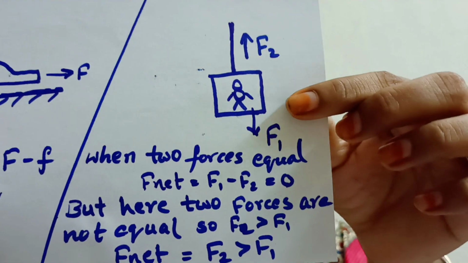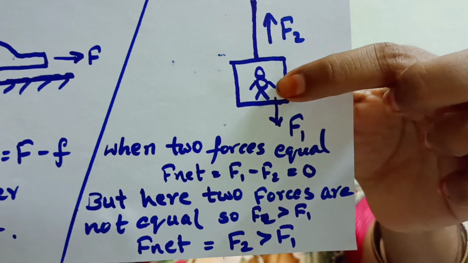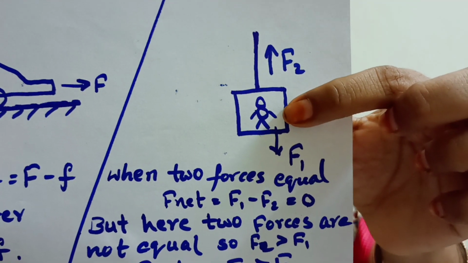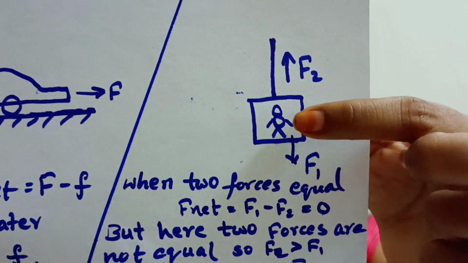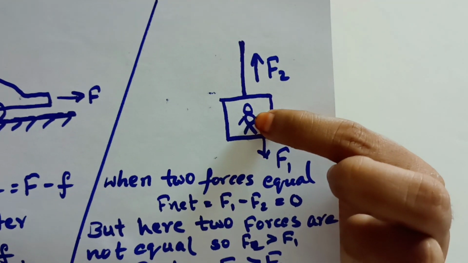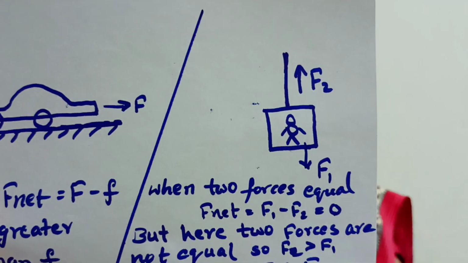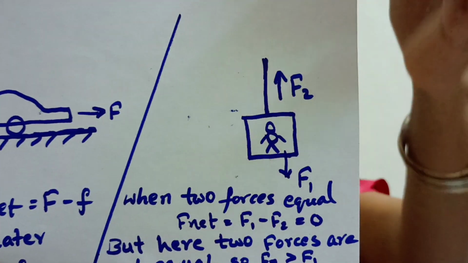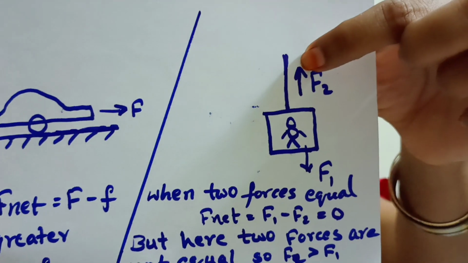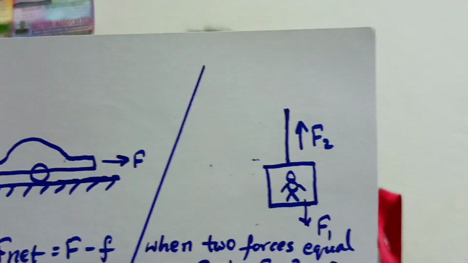You see this picture? Here, lift, elevator. You observe an elevator. In this lift, a person is standing. The lift is moving in the upward direction.